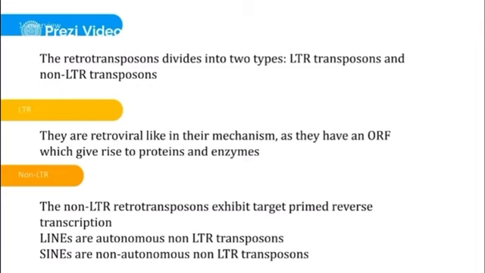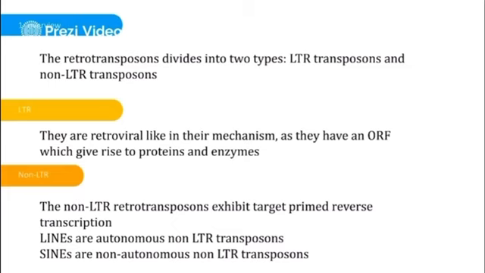LTR retrotransposons are the most common type of retrotransposon and are characterized by the presence of long terminal repeats (LTRs) at both ends of the element. These LTRs are sequences of DNA that are repeated at the beginning and end of the element and can range in size from several hundred bases to several kilobases.